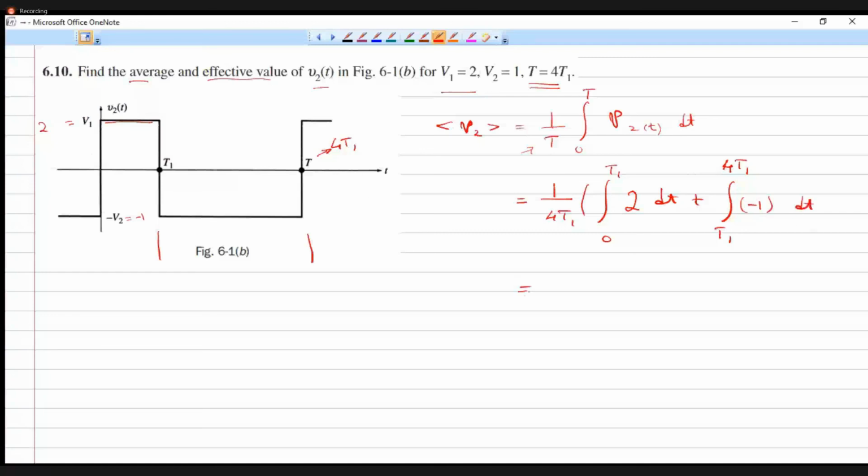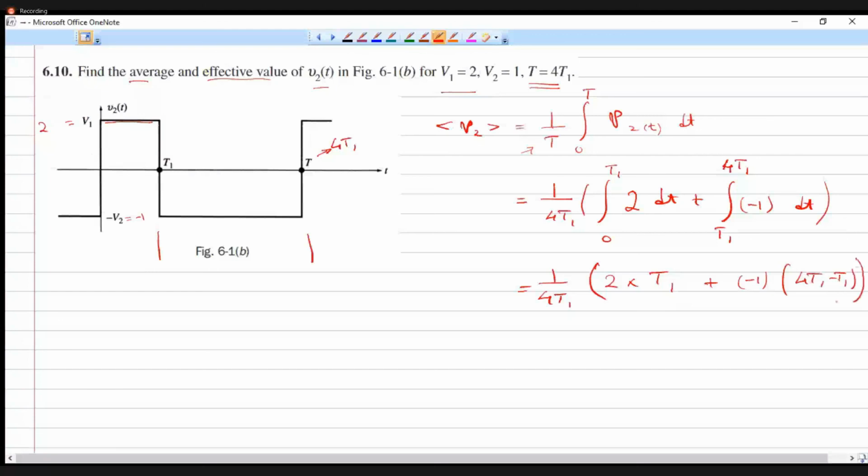So we can integrate this. Straightforward integral. So it will be 2 into T1, right? Because here the upper limit is T1 and lower limit is 0, and plus minus 1 into 4 T1 minus T1. Yeah, you straight away do this. So T1 will get cancelled, and finally you will get minus T1 upon 4 T1. So that will be minus 1 by 4, right? Yes, sir.